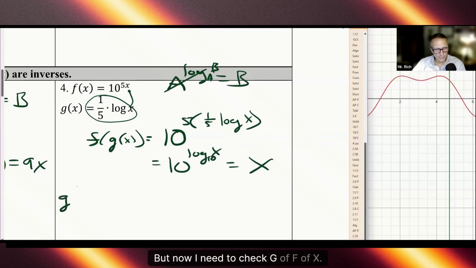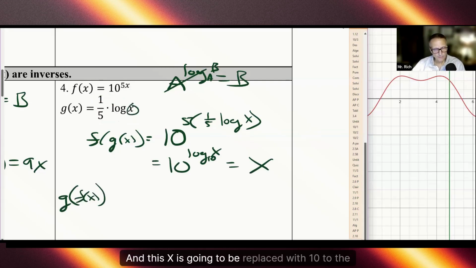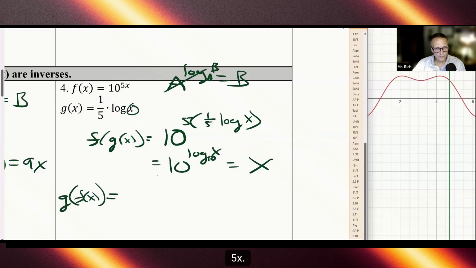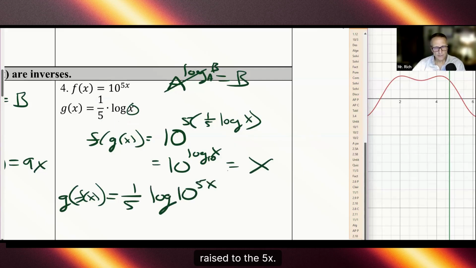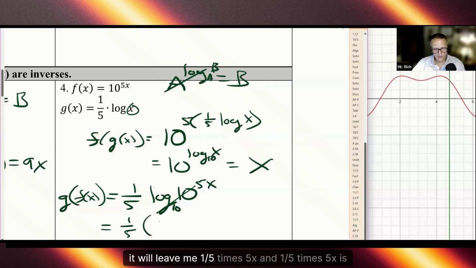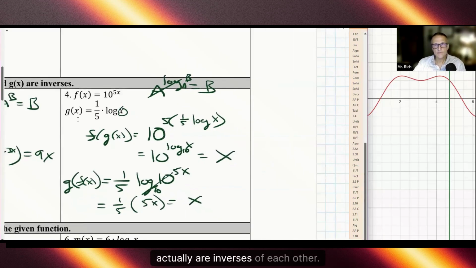But now I need to check g of f of x. So I'm going to go the other way, and this x is going to be replaced with 10 to the 5x. So g of f of x would be the 1/5 times log of 10 raised to the 5x. Well, I'm using the other property that says if I have a log base 10 of 10 to the 5x, those cancel. It will leave me 1/5 times 5x, and 1/5 times 5x is x. So I have just shown that f and g in this case actually are inverses of each other.